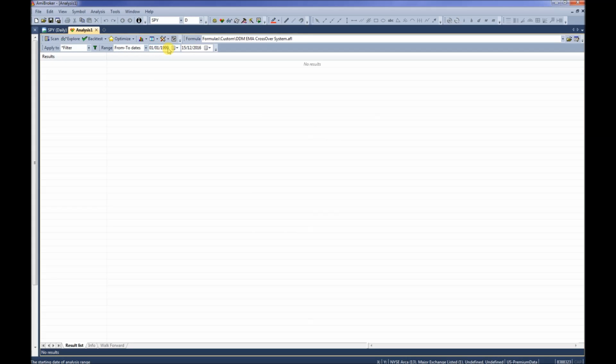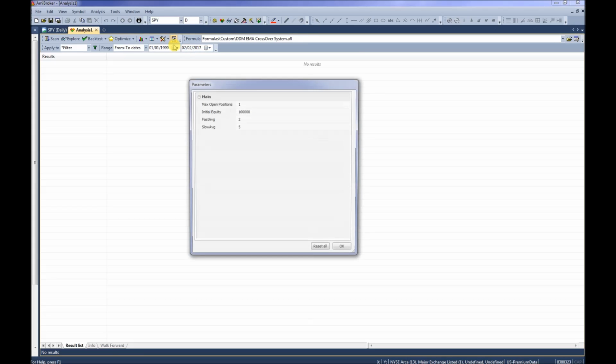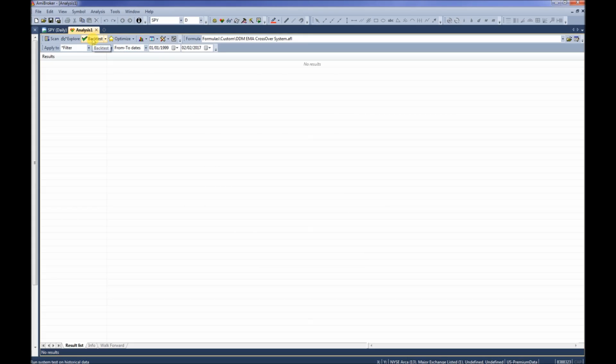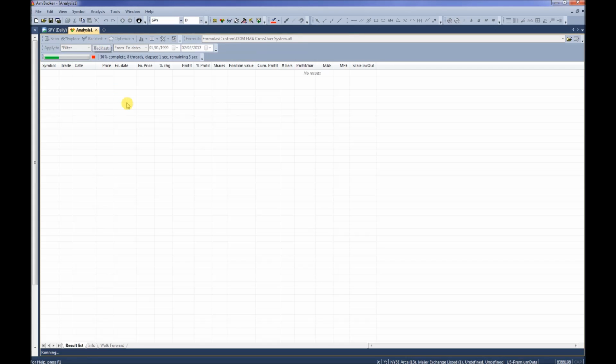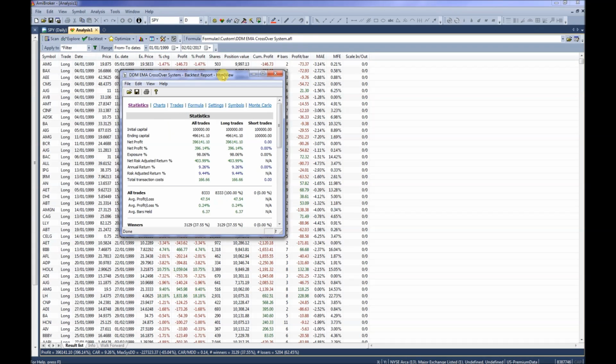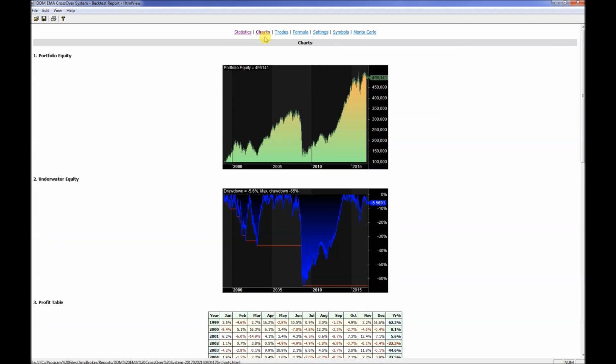We're going to look at the same dates. This one should be till today. And let's reset this. So we're trading 10 positions, $100,000, so it's going to be $10,000 per position. Let's run the backtest again, and let's make sure that the equity curve looks similar to what we were just looking at. Okay, so let's take a look at the report.